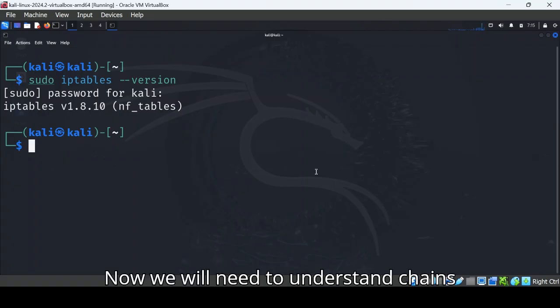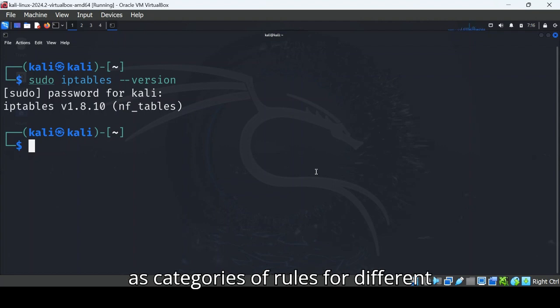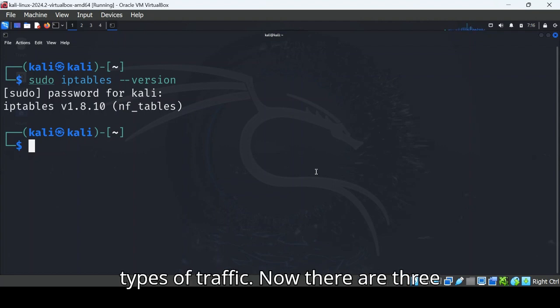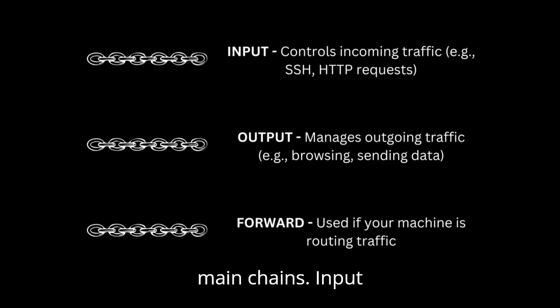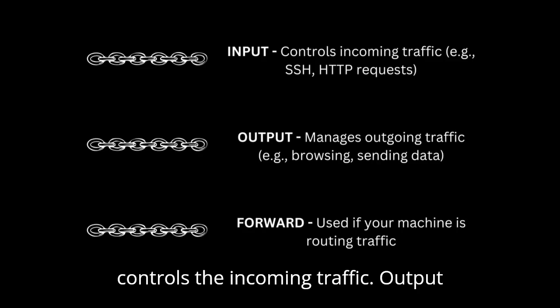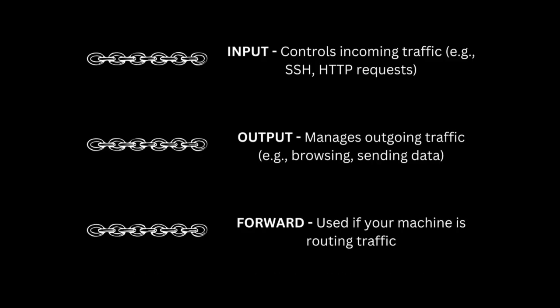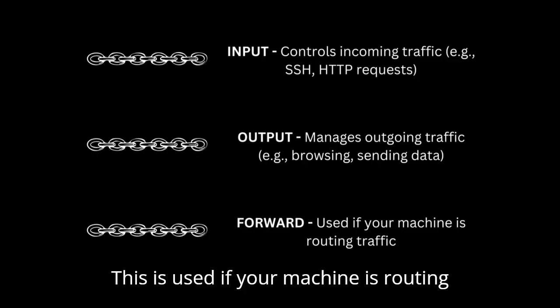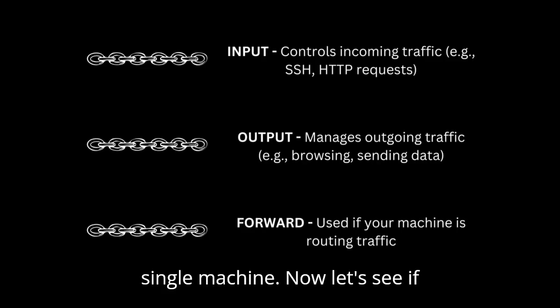Now we will need to understand chains in IPTables. IPTables organizes rules into chains, and you can think of chains as categories of rules for different types of traffic. Now there are three main chains. Input controls the incoming traffic. Output manages outgoing traffic, and forward is used if your machine is routing traffic, so it's not really needed for a single machine.